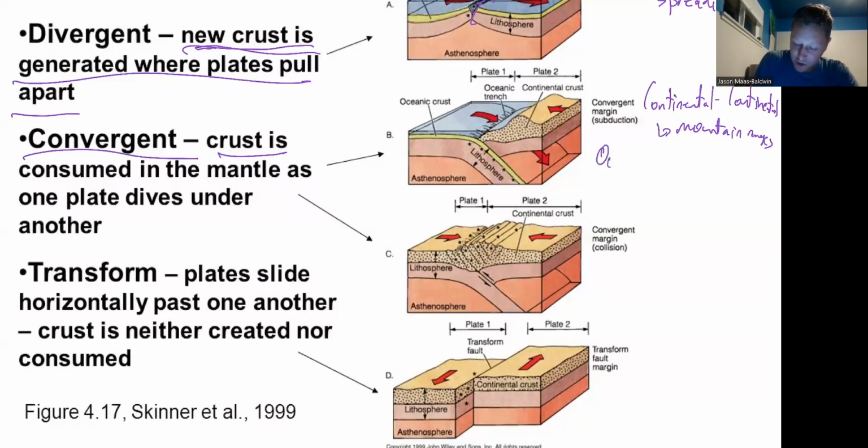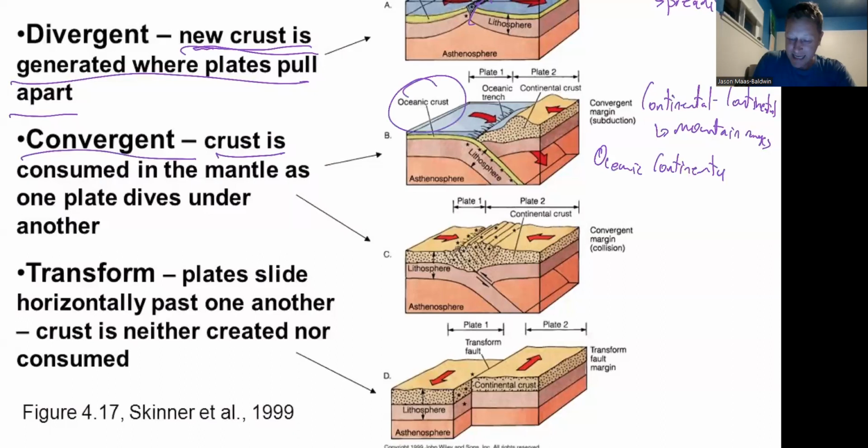If it's oceanic and continental, that's what you're seeing in this picture right here. The oceanic crust undergoes subduction. So I'm going to write a word. It undergoes subduction. This is called a subduction zone. Subduction means it dives beneath the continental plate because it's denser and older. It dives beneath and then it melts.